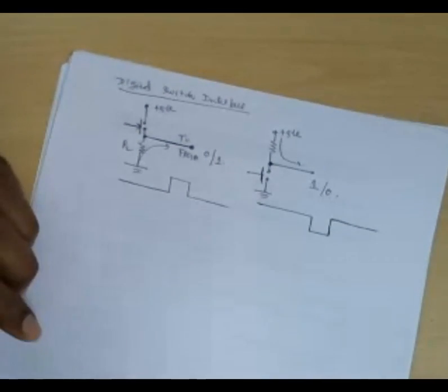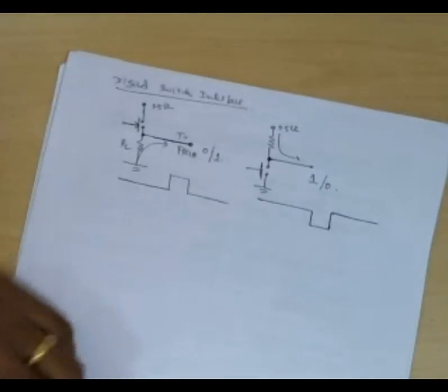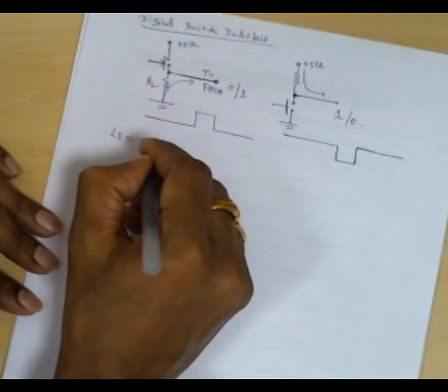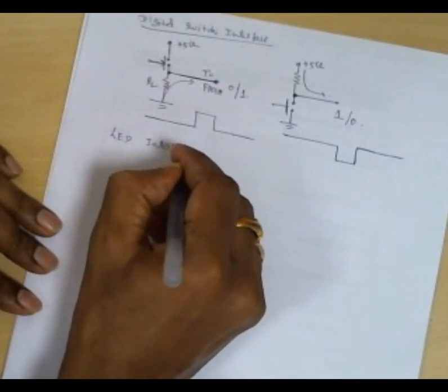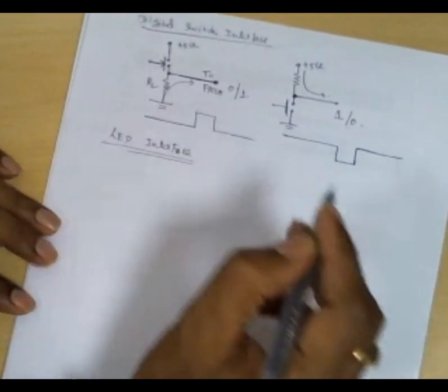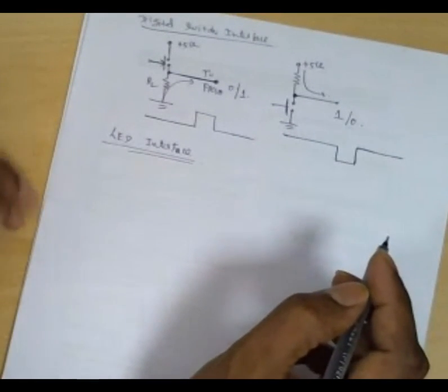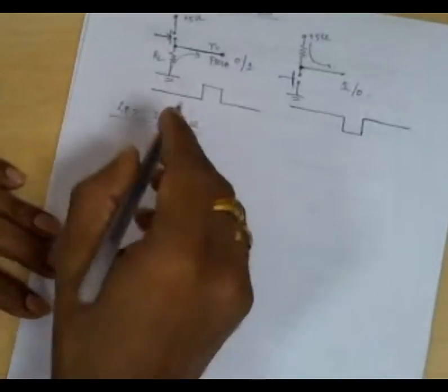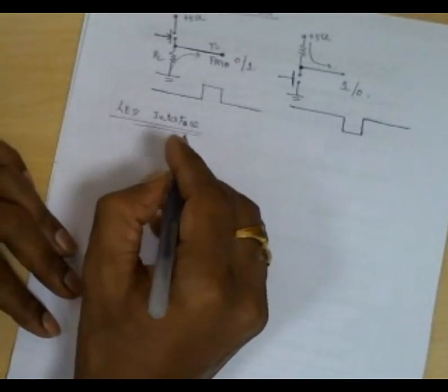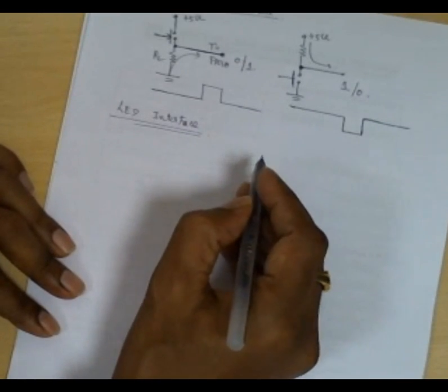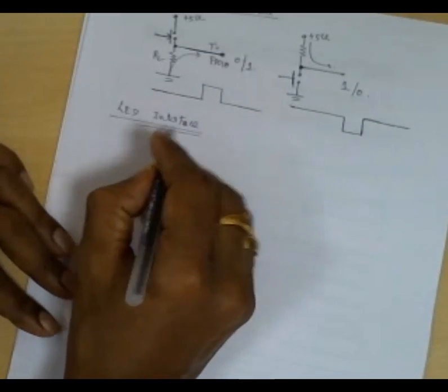Then the next one is LED interfaces. LEDs are very popular devices. You can see LEDs blinking in so many places, because that is an indication of 1 or 0. Again, there are two types of interface with an LED. An LED is an output device, correct? The LED is not an input device.